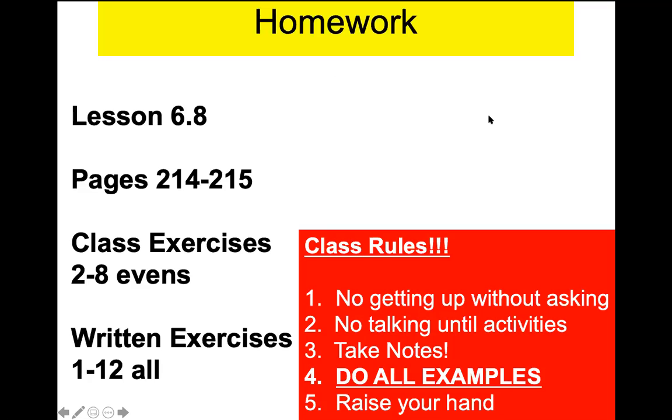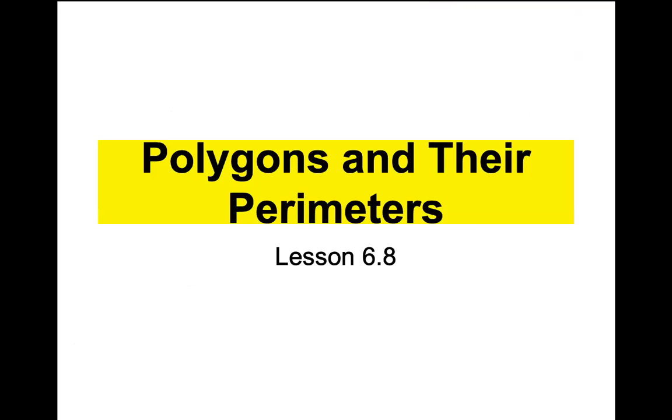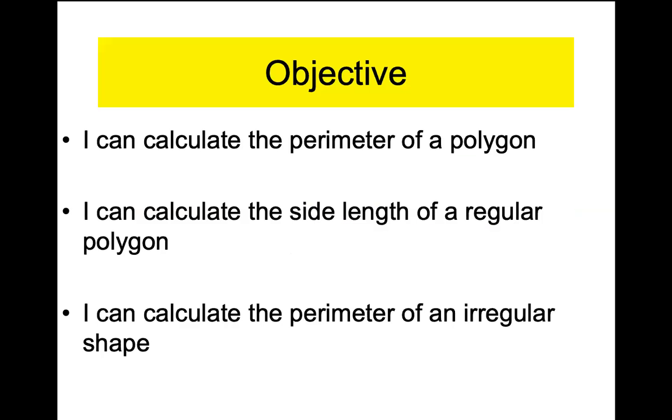All right, last section is entitled Polygons and their perimeters. All we're doing today are perimeters of polygons. We've done perimeters of circles. We call that a circumference. C is equal to pi times the diameter. Now we're going to do the perimeters of polygons. 3 objectives today.